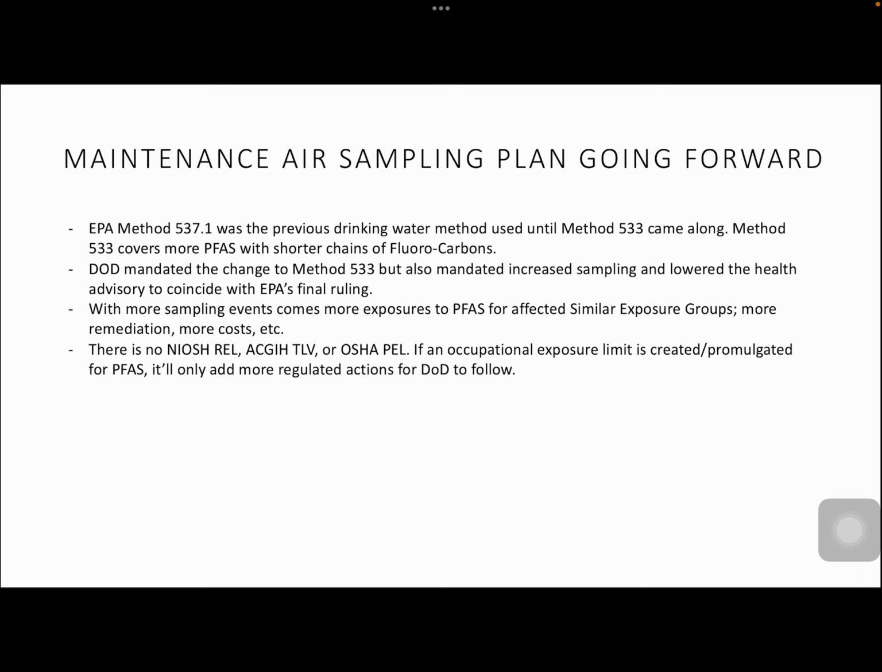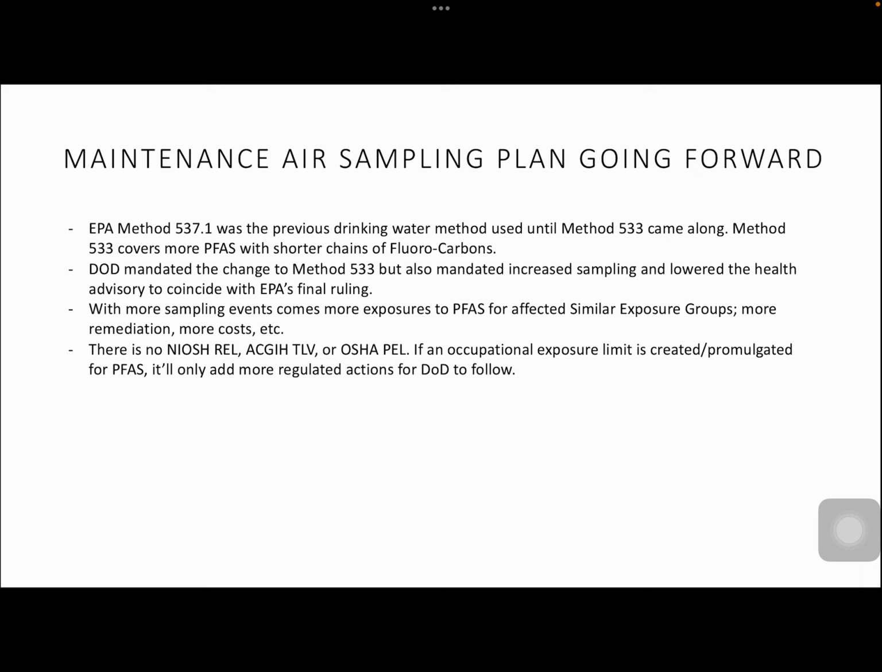Going forward, EPA 537.1 was the previous drinking water method used until 533 came along. 533 covers more short-chain fluorocarbons. So the DoD was using 537.1, which means it now has to implement Method 533 for other installations and drinking water systems. With that, increased sampling and the lowered health advisory had to coincide with the EPA's final ruling.